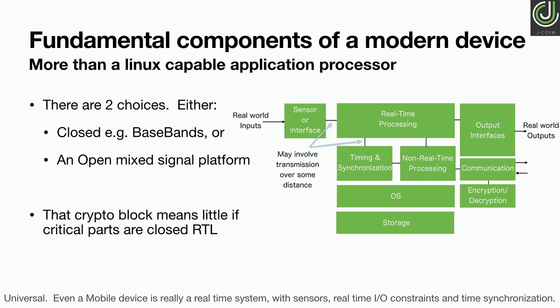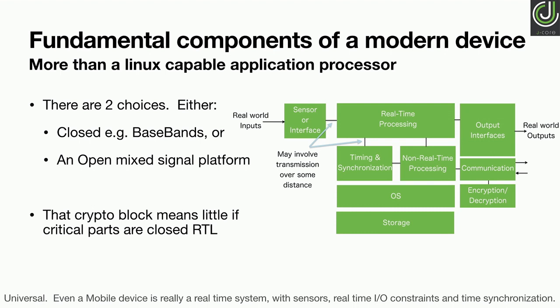Sensor inputs, and then that can be analog to digital converters, it can be radios, it can be anything like that. Some kind of real-time processing that talks to the radio, and then output interfaces, which are also analog and real world. And so this kind of integrated flow is what's driving the process node that you choose for your hardware. It's what's driving the hardware that you build.